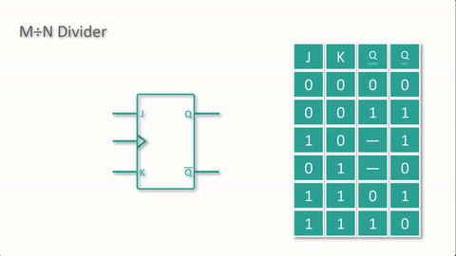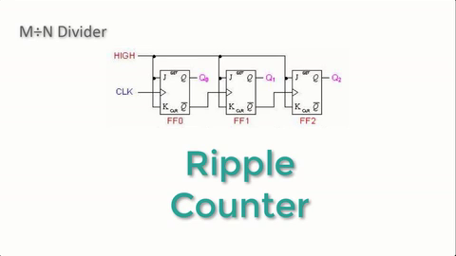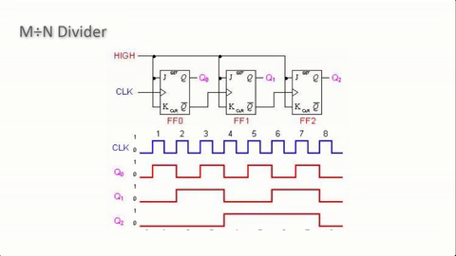Now, we can use this behavior to cascade several flip-flops from the Q bar output to the clock input to easily build a circuit that can divide an input frequency by any power of 2. The circuit shown here is called a ripple counter, and that's because the count ripples through the various stages. Flip-flop 1 depends on flip-flop 0, flip-flop 2 depends on flip-flop 1, and so on.